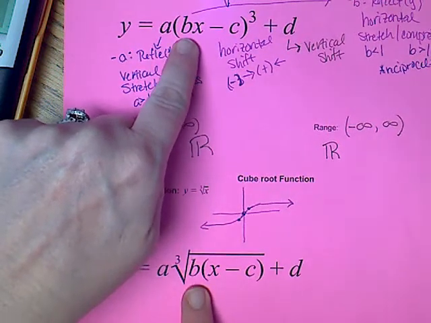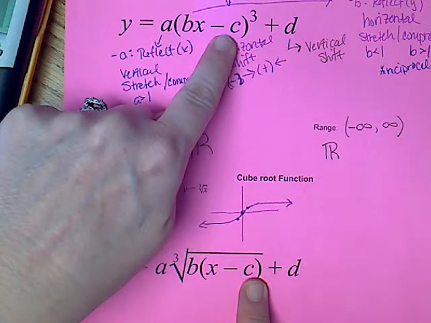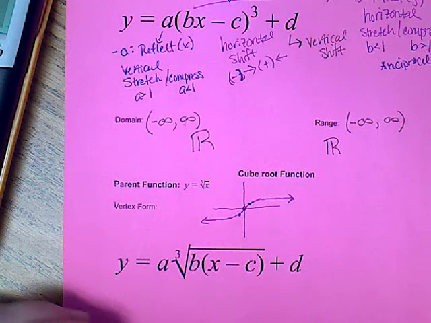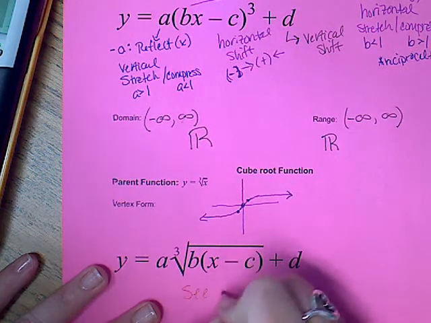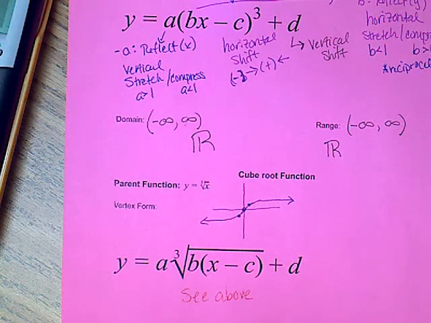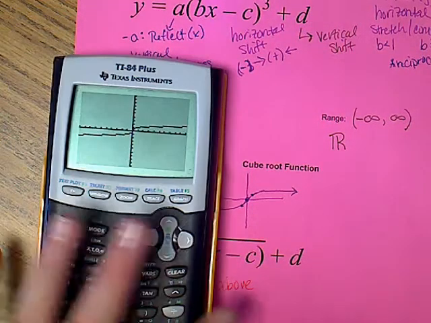Now, if you notice, A is in the same exact spot. B is in the same exact spot, in a parenthesis inside the root. C is inside the parenthesis, and D is at the back. None of these transformations change, so we can just write C above. They are exactly the same for both functions, because A, B, C, and D do the same thing no matter what function we discuss. Therefore, you're going to see the same thing.